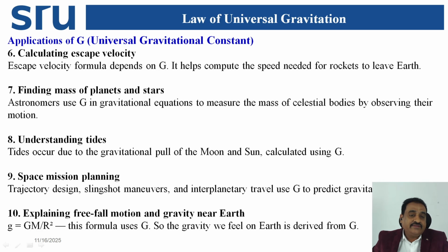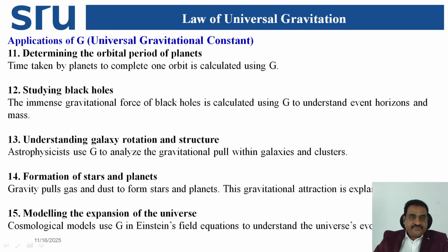Space mission planning. Explaining free fall motion and gravity near Earth with the relation small g equals GM by r square. This formula uses capital G. So the gravity we feel on Earth is derived from the universal gravitational constant.